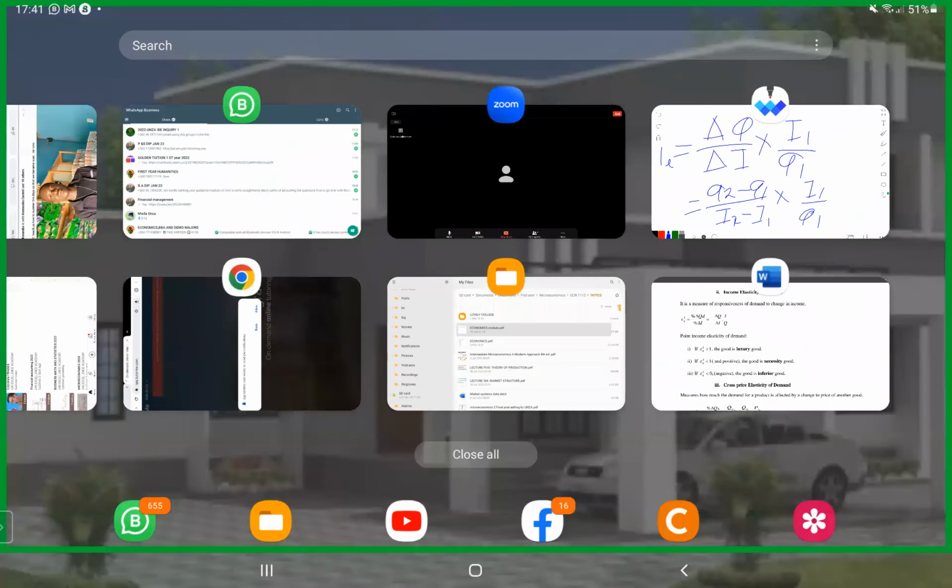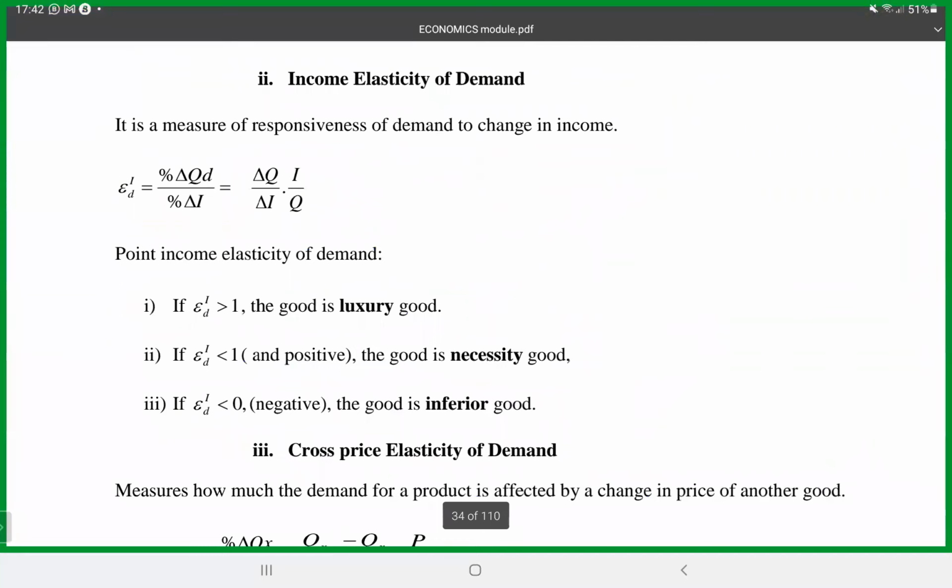Now, when you look at the income elasticity of demand, you can find different answers. It is possible to find an answer that is greater than one. Should you find an answer greater than positive one, just know that the good is a luxury good. If you find that the elasticity of demand is less than one but positive, which means it's between zero and one, the good is said to be a necessity good. That's how we interpret the income elasticity of demand coefficients.